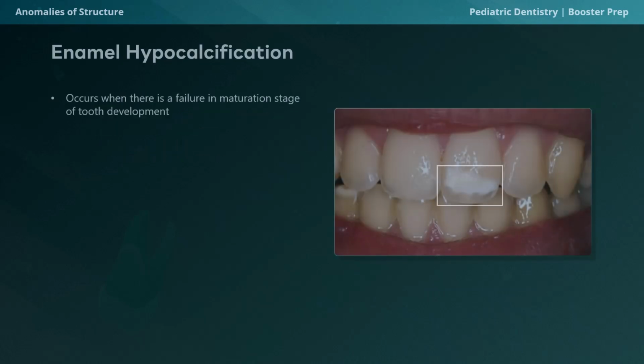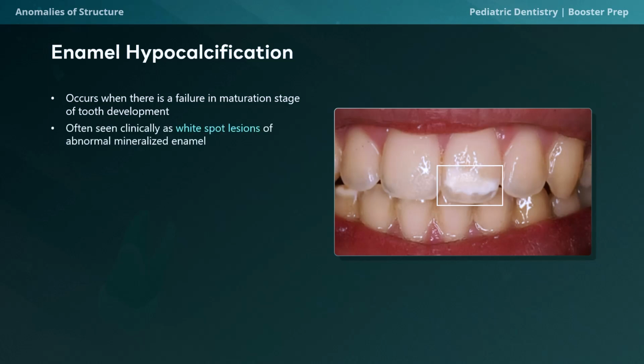Next, we'll discuss enamel hypocalcification. This occurs when there's a failure in the maturation stage of tooth development. The maturation, which follows the apposition stage, is crucial for the completion of enamel mineralization. Any disruption during the stage can result in abnormal mineralized enamel, which is weaker and more porous compared to healthy enamel. So it's often clinically seen as white spots of an abnormal mineralized enamel.